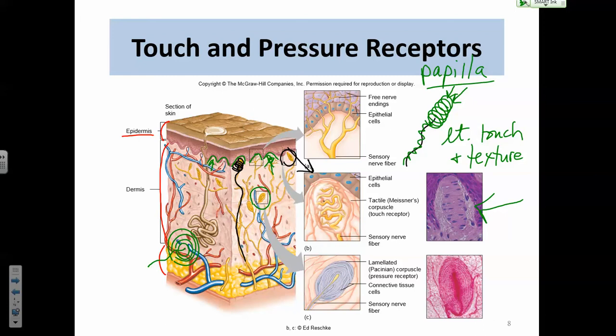But if you have a lot of food in your stomach, or your stomach starts grumbling and vibrating some, you feel that because you have Pacinian corpuscles in the walls of your stomach. So typically, your Meissner's corpuscles are only going to be in the skin. Pacinian corpuscles can be in the skin, exteroceptive, but also visceroceptive. Some of your organs have them.